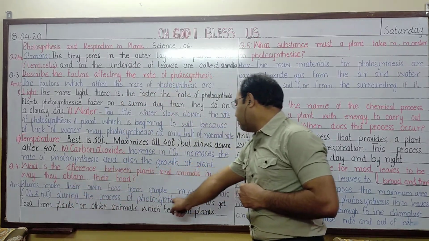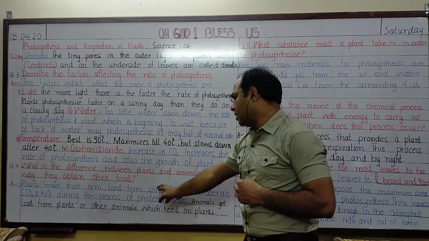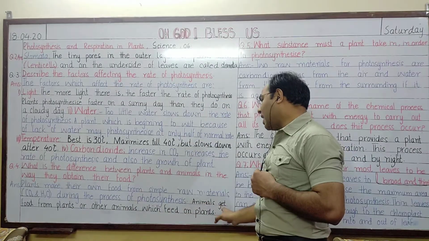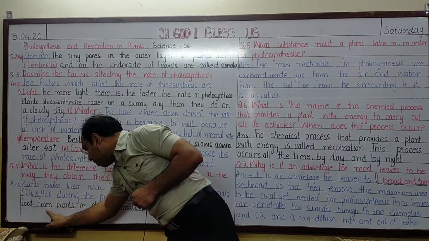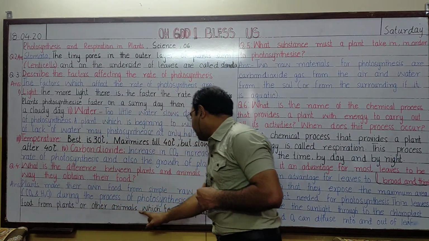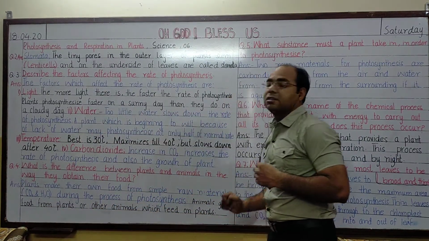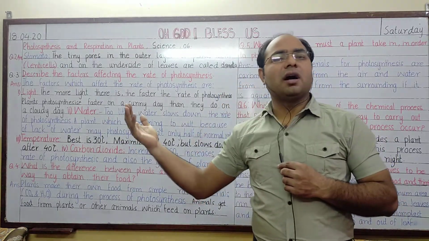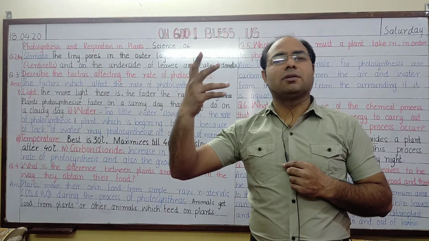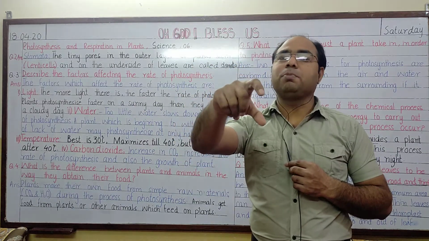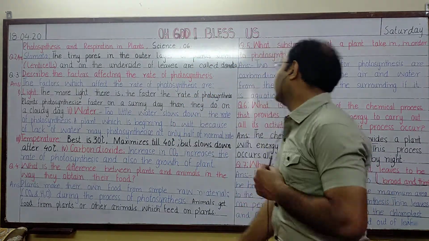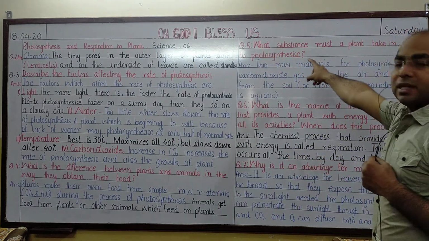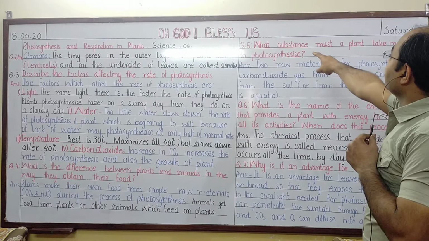This is how the plants prepare the food during the process of photosynthesis, whereas animals get food from plants or other animals which feed on plants. So that means animals are all dependent on plants directly or indirectly. Next question is question number 5. All these are questions of this upcoming week.